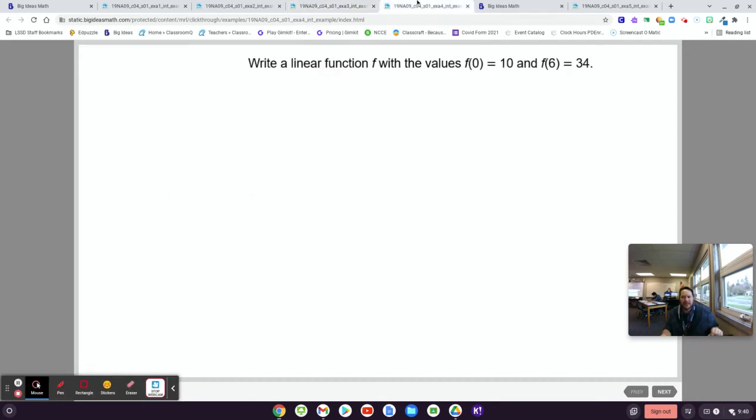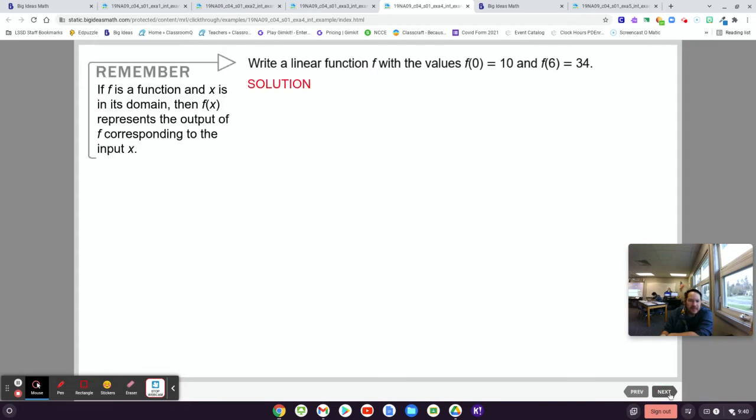Okay, let's jump into what happens if they give you some values for our function. So like f of 0 is 10 and f of 6 is 34. What coordinate pairs, what ordered pairs would these two match? So one of them would be 0, 10. When x is 0, y is 10. And the other would be 6, 34. So once you figure that out, then you can do the same thing we just did on the previous problem.